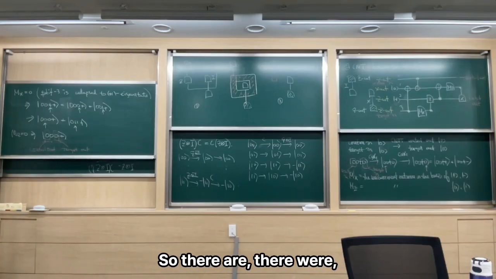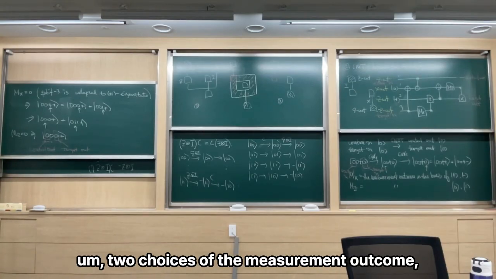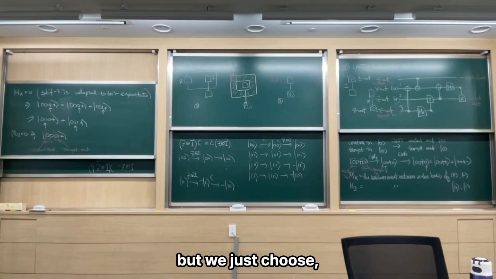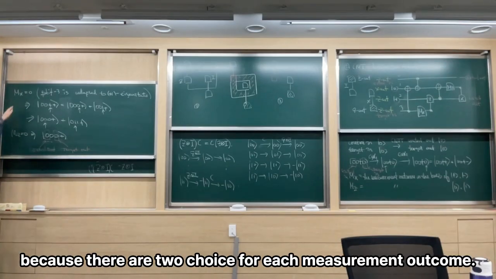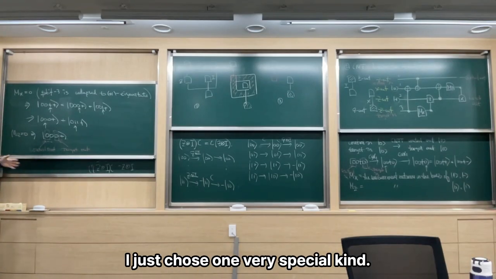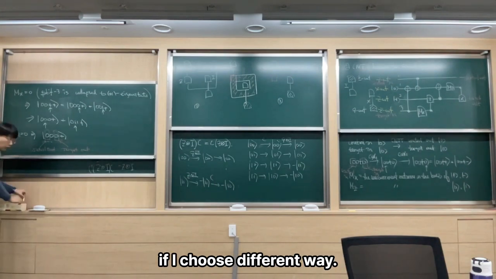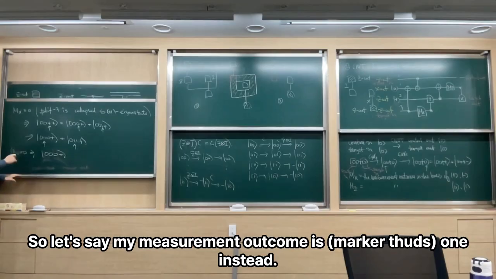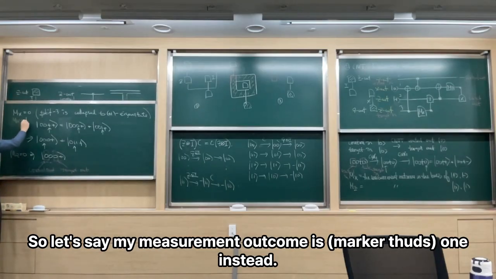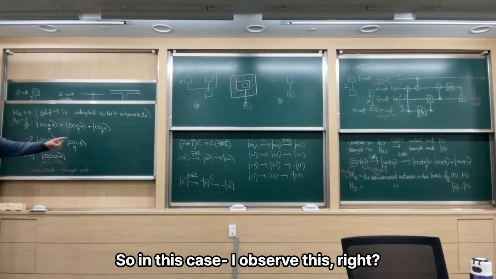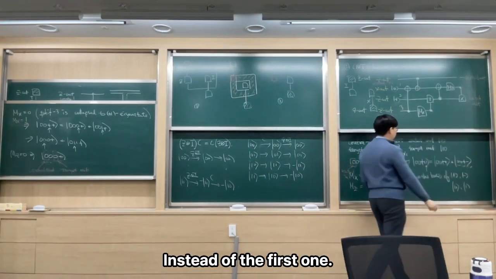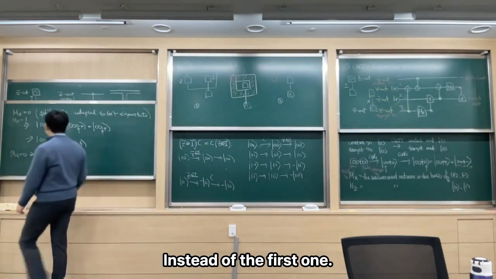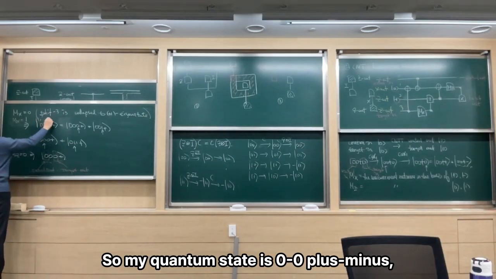So there were 2 choices of the measurement outcome, but we just chose one. So actually, there are 4 choices because there are 2 choices for each measurement outcome. Among these 4, I just chose 1, a very special kind. So let's see what happens if I choose a different way. Let's say my measurement outcome is 1 instead. So in this case, I observe this, right, instead of the first one. So my quantum state is 0, 0, plus, minus.